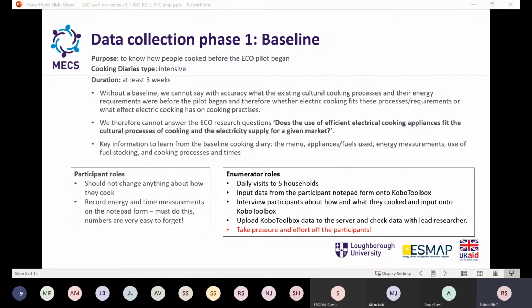Phase 1 is the baseline. The baseline phase is really important to understand existing cultural cooking processes and their energy requirements. Without a good baseline, we can't know if electric cooking fits into existing cooking practices or how it changes or influences them. This is one of the key eco research questions. Does the use of efficient electrical cooking appliances fit the cultural processes of cooking and the electricity supply for a given market?